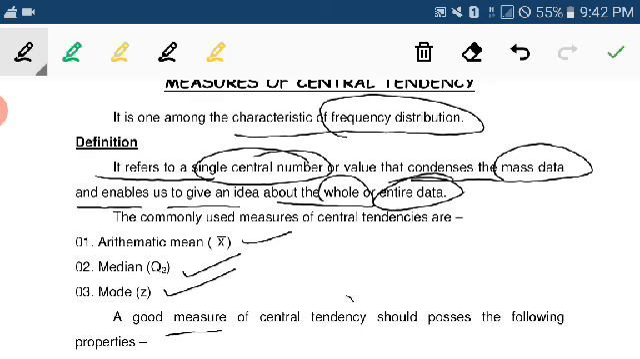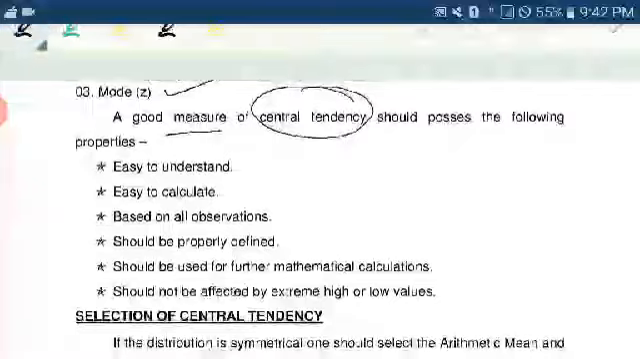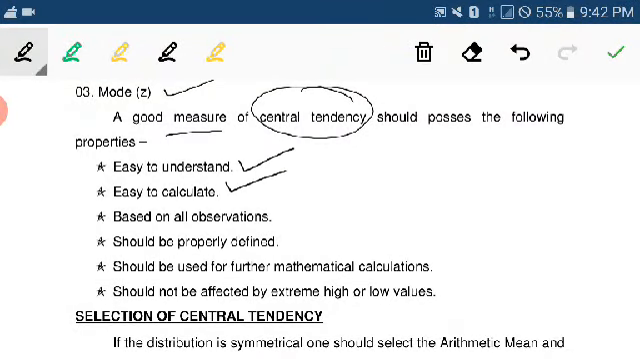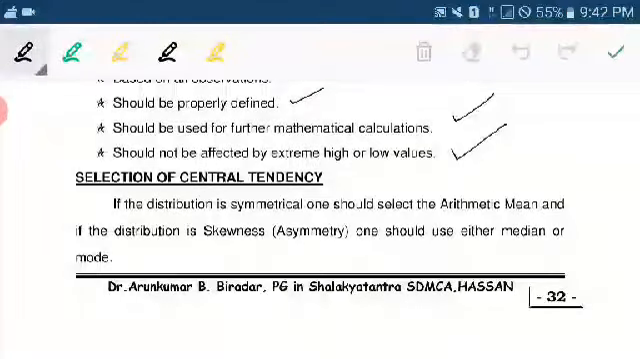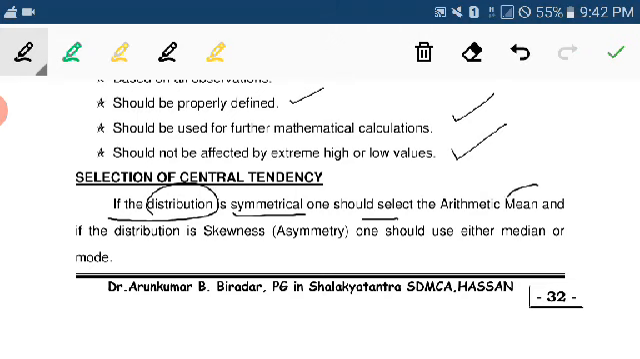A good measure of central tendency should possess the following properties: easy to understand, easy to calculate, based on all observations, properly defined, usable for further mathematical calculation, and not affected by extreme high or low values. Selection of the central tendency: if the distribution is symmetrical, the mean should be selected, and if the distribution is skewed, meaning asymmetrical, one should use either the median or the mode.